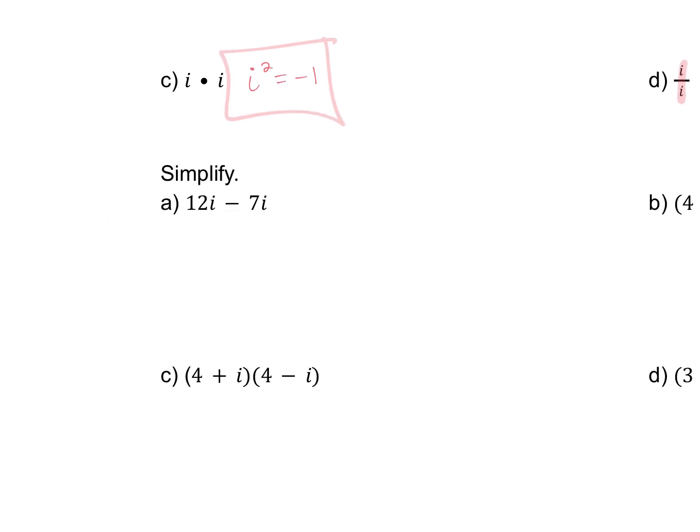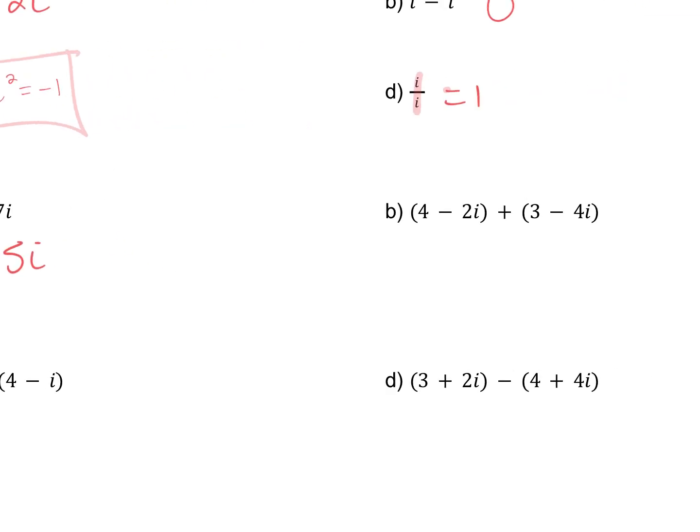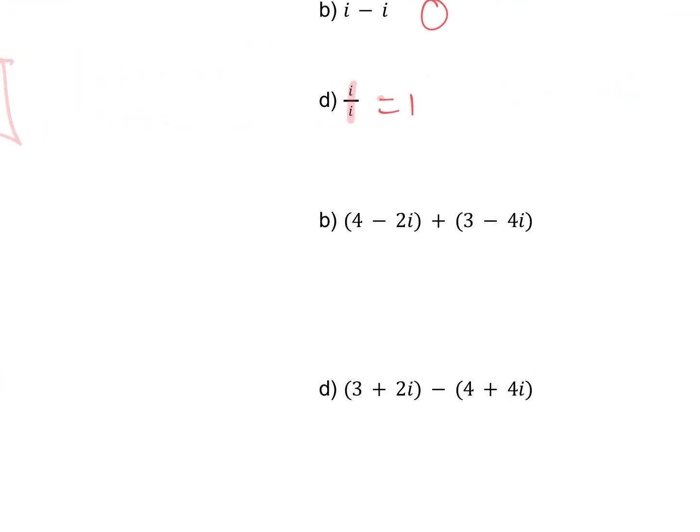Okay, so let's simplify. 12i minus 7i would be 5i. Next, 4i minus 2i plus 3 minus 4i. So what are all these parentheses doing? And the answer is nothing, because they're saying to add them. That's just how they write them, so don't let it mess you up. You don't need to distribute anything. You just combine your like terms. So this would be 7 minus 6i. And notice you write the real number first and then the imaginary second, always.